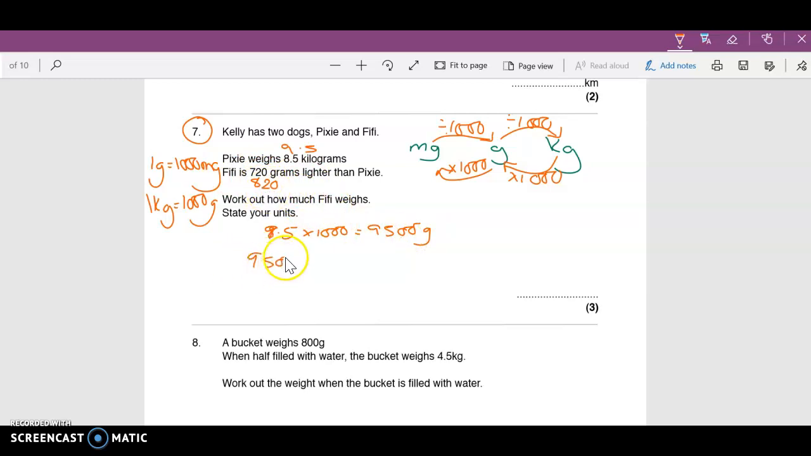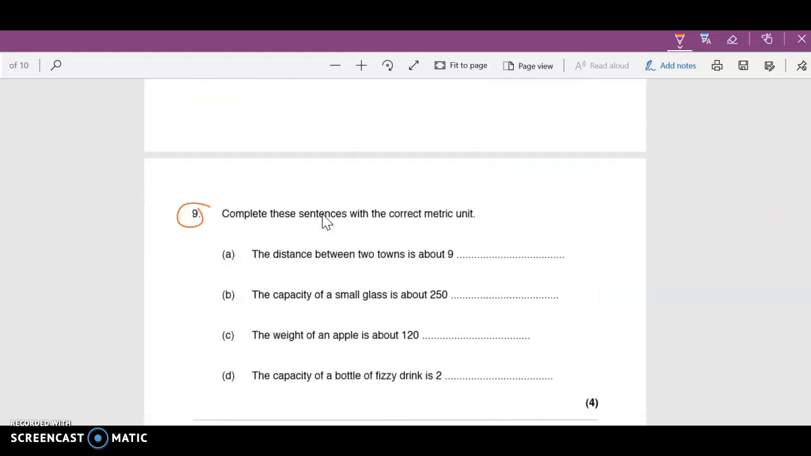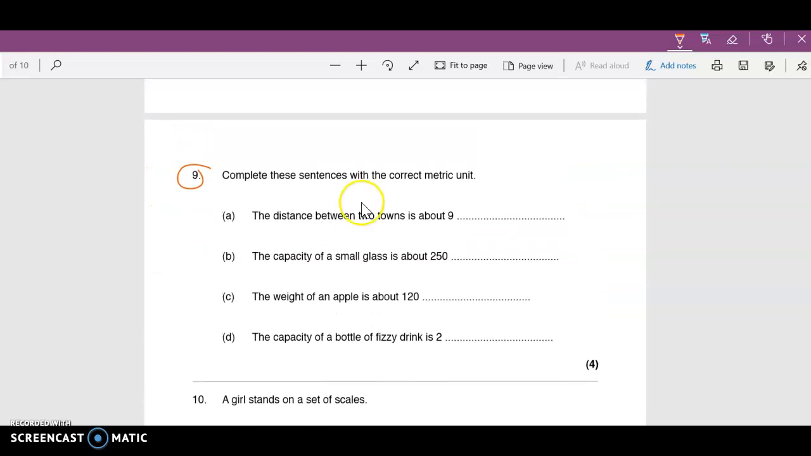So 9,500 grams, take away 820. I've got to borrow from here. So that gives us 8. Can't do that, cross that out. 14 take away 2 is 12, so it's 8,680 grams. And if they asked me to give that in kilograms, I would divide it by 1,000, so I'd get 8.68 kilograms. Okay, so have a go at that question with the grams and kilograms. And then we're going to do one with capacities.